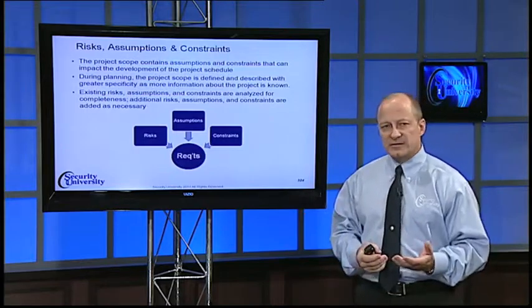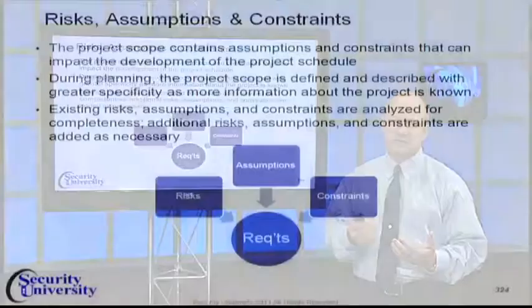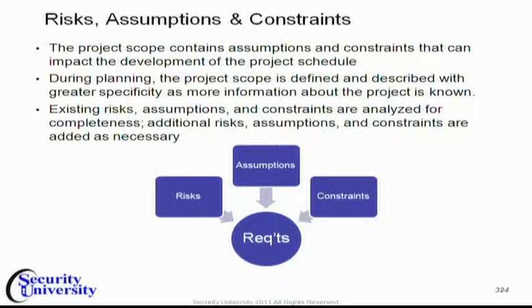So why do we talk about risks, assumptions, and constraints? Well, risks, assumptions, and constraints basically help define the requirements. Think about it in terms of basically helping determine the project scope, because the project scope contains assumptions and constraints that can impact the development of the project schedule. During planning, the project scope is defined and described with greater specificity as more information about the project is known. That's why the project plan iterates with each phase.